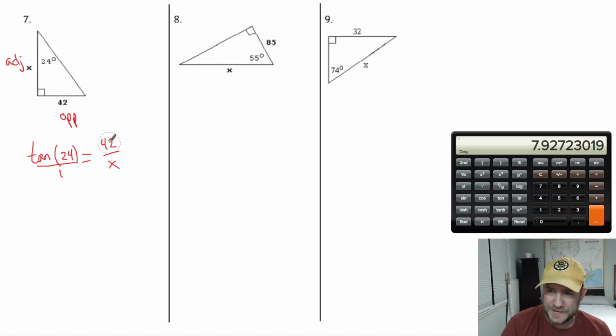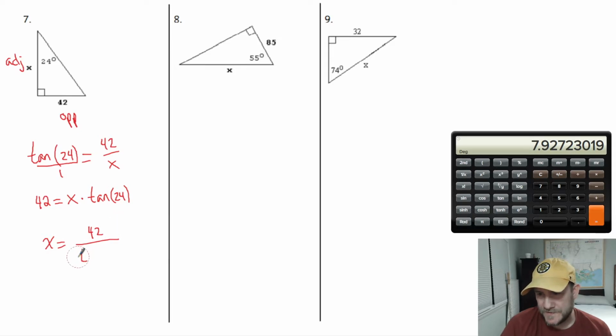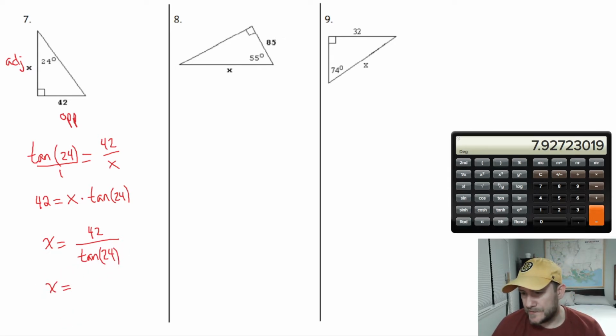So you cross multiply. 42 times 1 is 42. And it equals x times the tangent of 24. That tells me I should be dividing by tangent 24. So we'll get x equals 42 in the numerator, tangent of 24 in the denominator. And our calculator will give us the answer. So let's type it in.